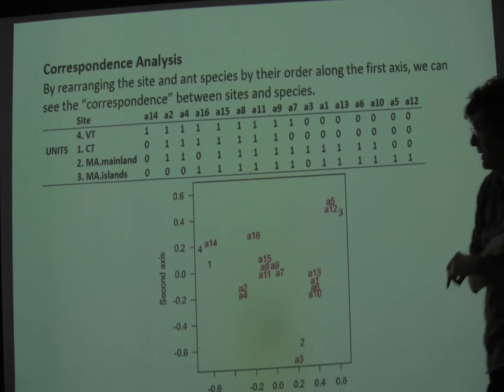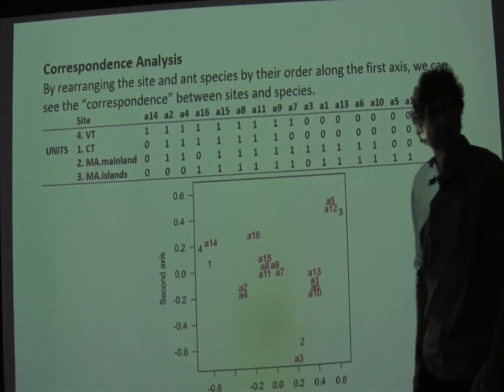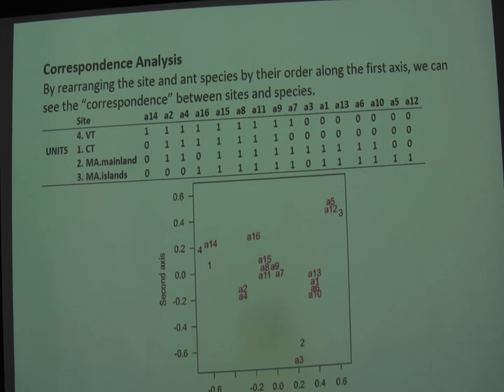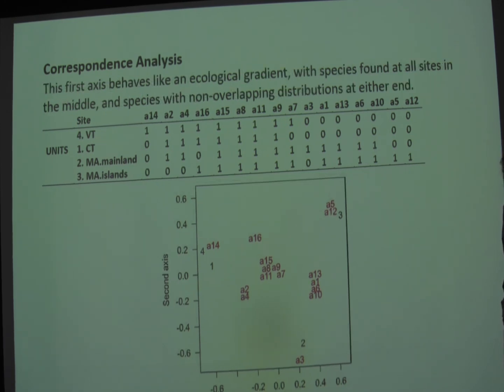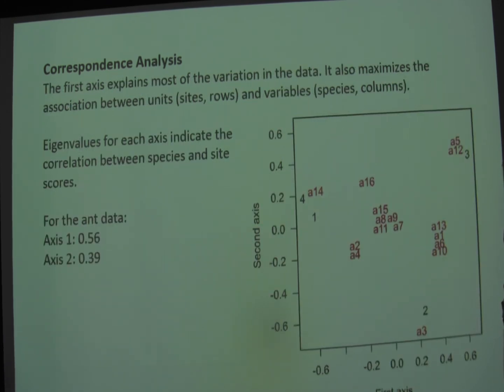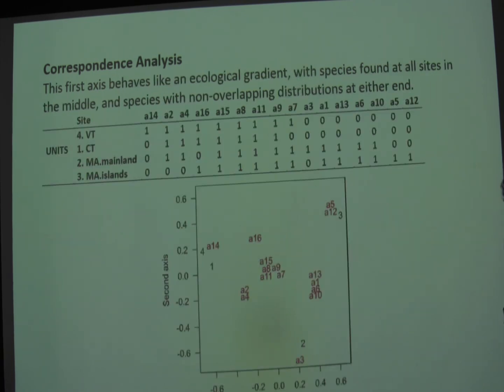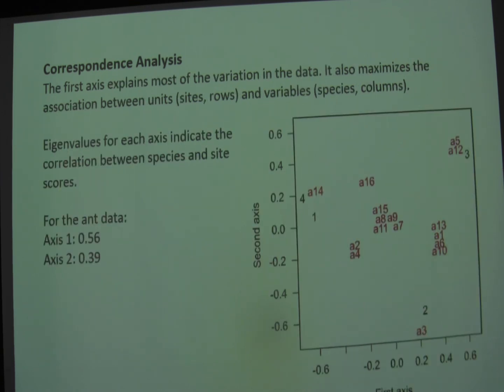But more problematic is, what is the second axis? That's actually much harder. It's not so serious here. We do get eigenvalues, and in this case they're kind of correlations. They tell you something about the magnitude of the association between species and sites along this first axis and along the second axis.